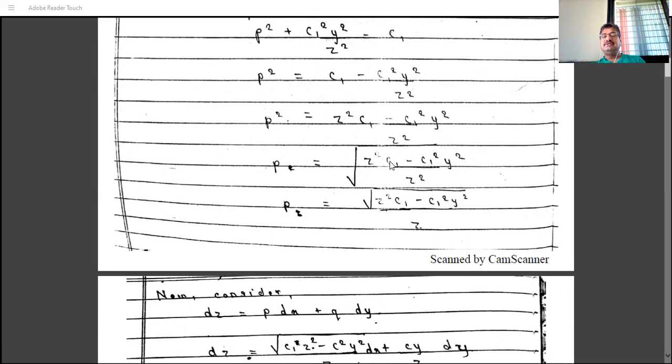So the root in the root Z square C1 minus C1 square Y square divided by Z square. And this is the root of Z square, which is Z. So we write the square root of the numerator divided by the square root of Z square as Z.